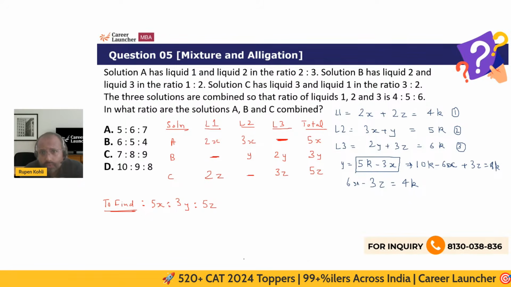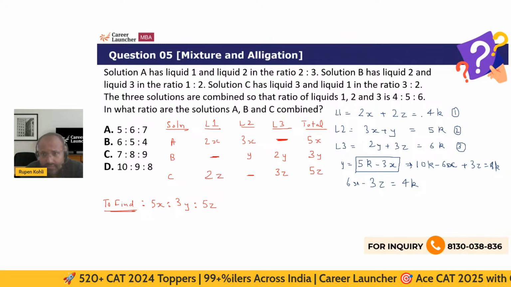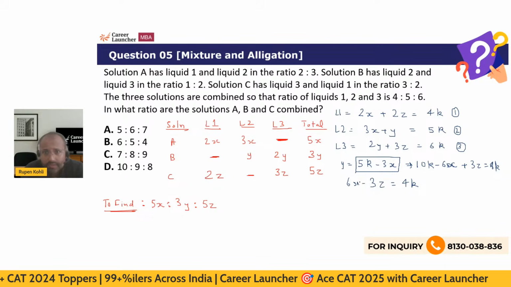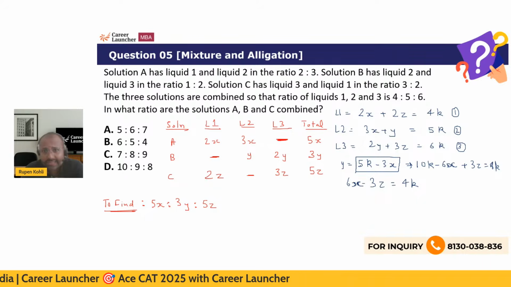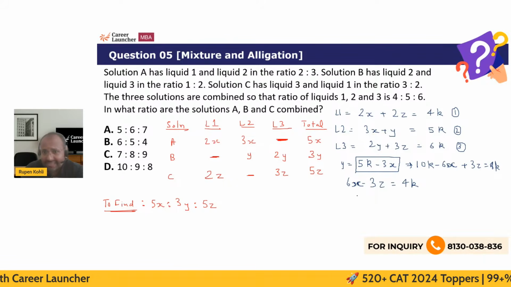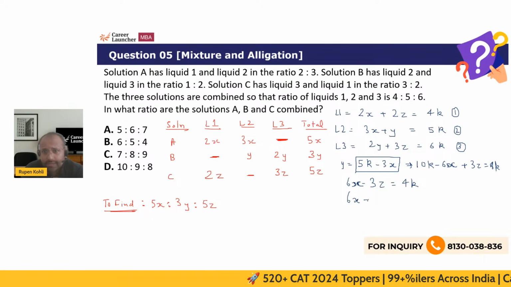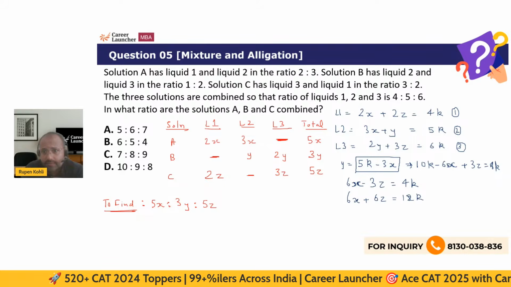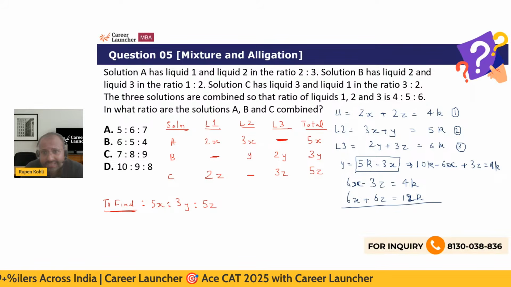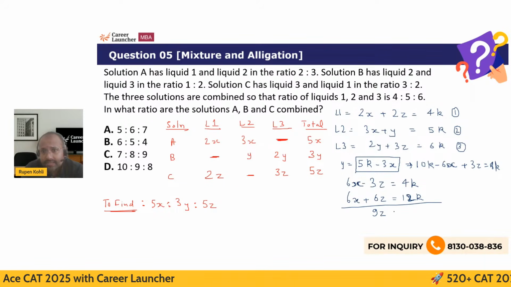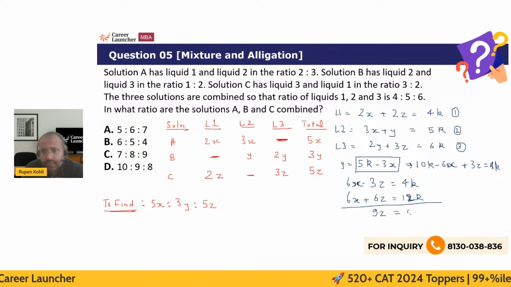Okay, so now the first equation also has x and z, and so does this one. So we can now say, okay, 2x I can see there, here I can see 6x. So let's multiply the first equation by 3 to eliminate x. So I can write 6x plus 6z, by multiplying the first equation with 3, equals 12k, right? Multiplying the first equation by 3 and then subtracting. So 6x cancels, 6z minus minus 3z is plus 9z. 6z plus 3z, 9z is 12k minus 4k, which is 8k.